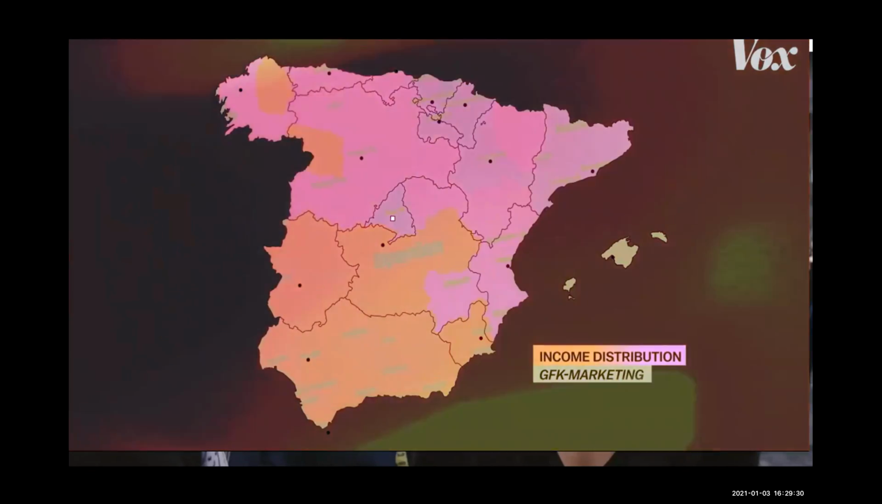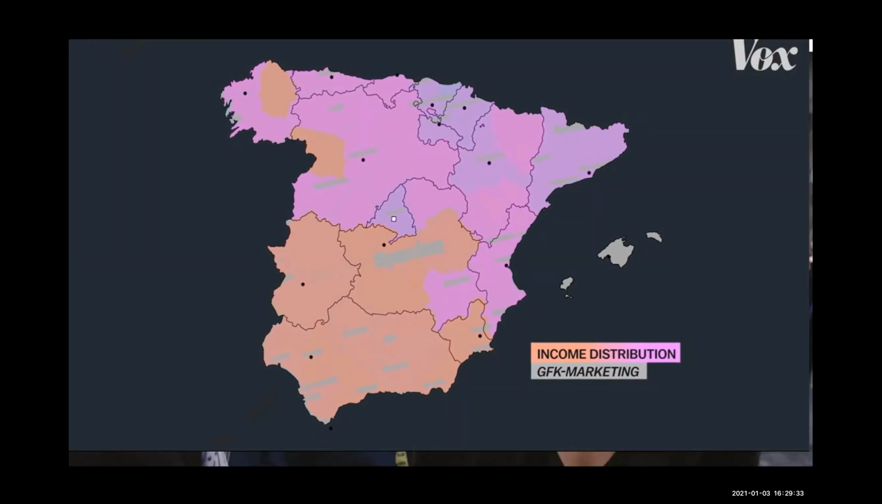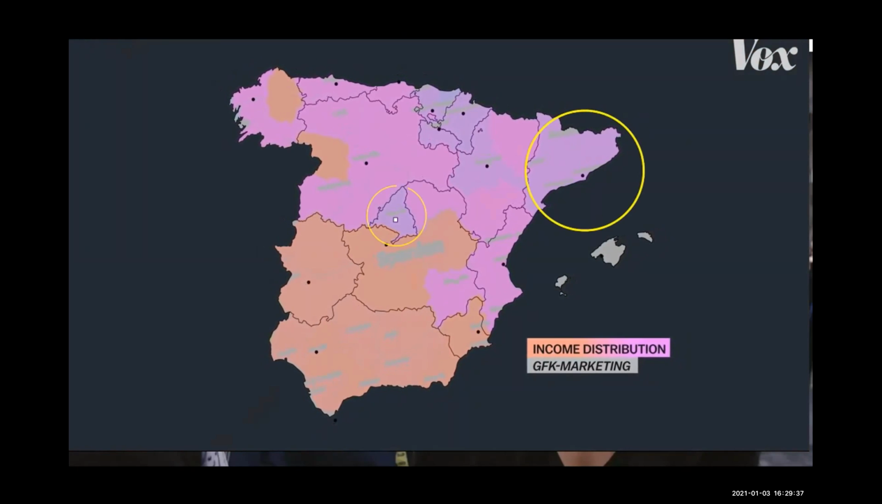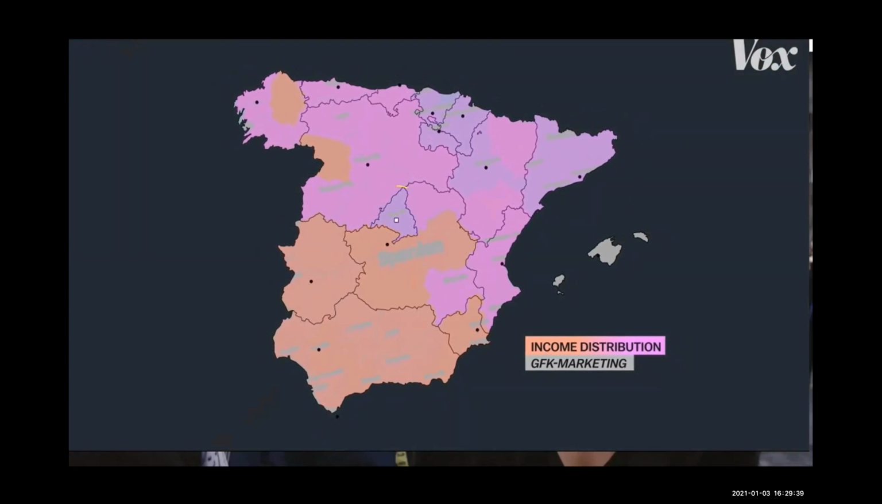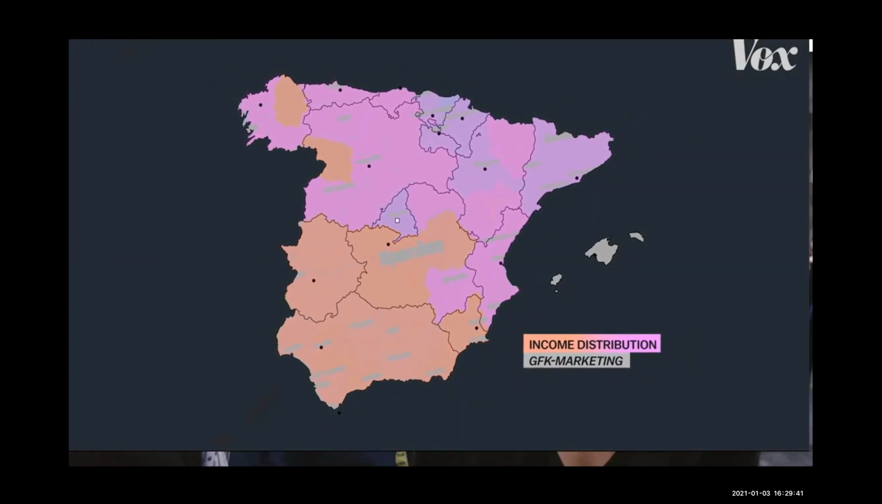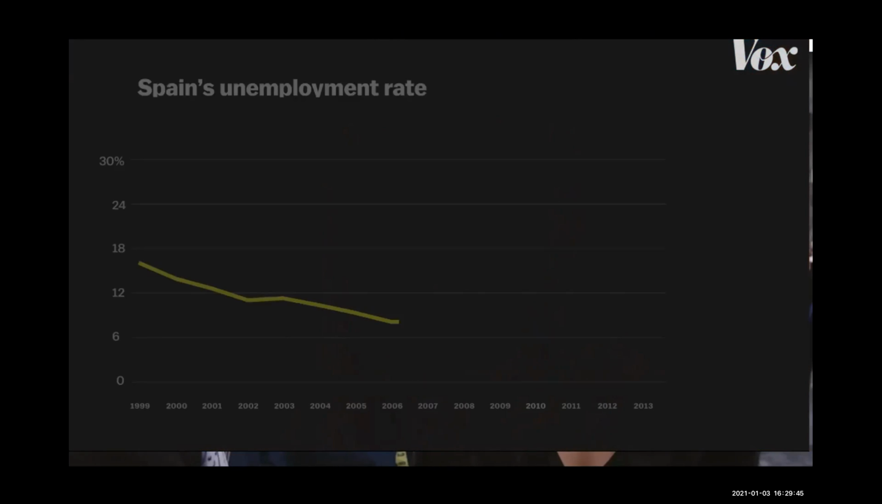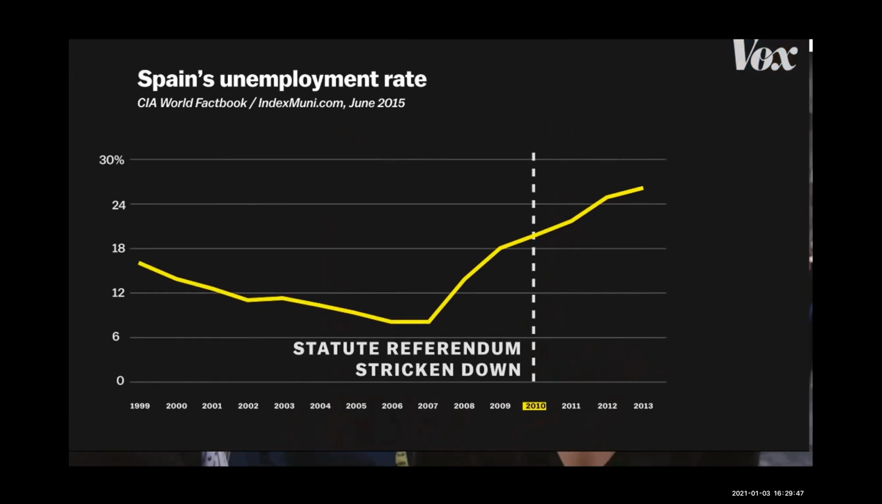Pro-independence Catalans believe Catalonia pays too much money into the central government compared to what it gets in return. Catalonia, like Madrid and other richer regions, support the poorer parts of Spain. This sentiment grew during the European economic crisis, when a wave of unemployment hit Spain. But despite growing support, the majority of Catalans don't want independence.